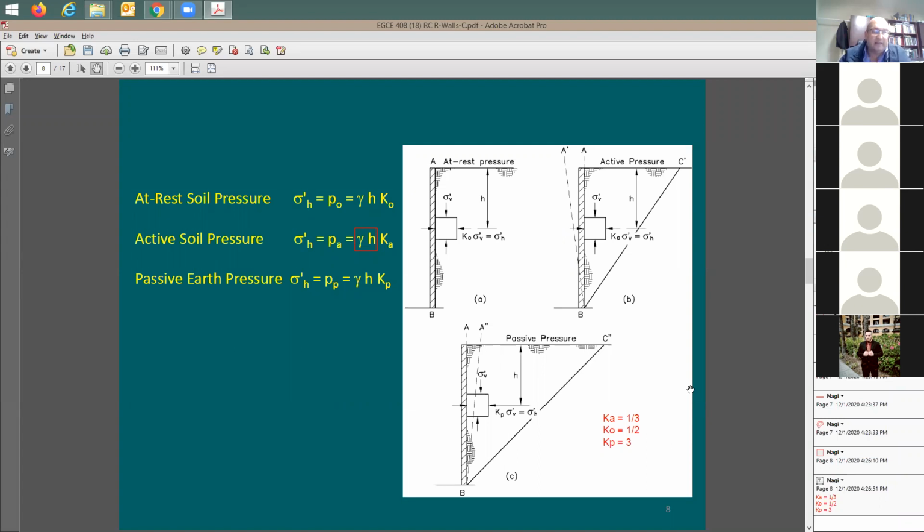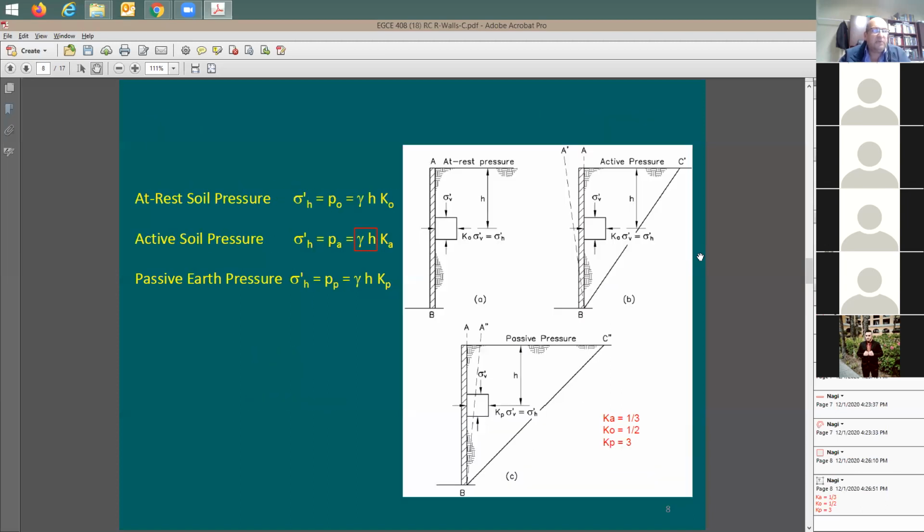If I don't know anything about the soil yet, I'm going to assume that the angle of internal friction, the phi angle, if you have taken soil mechanics or foundation design before, is going to be roughly equal to 30 degrees. These are the typical values that you can use.